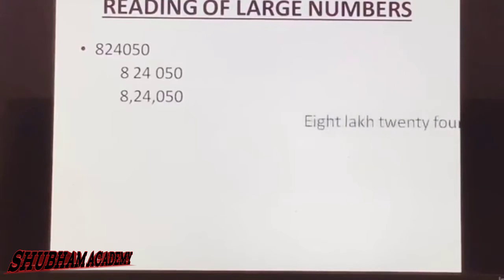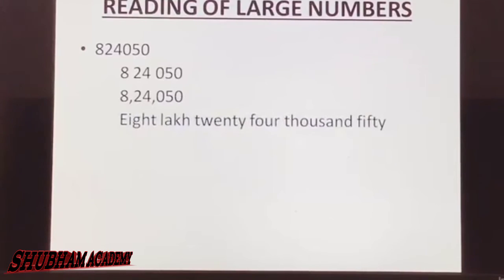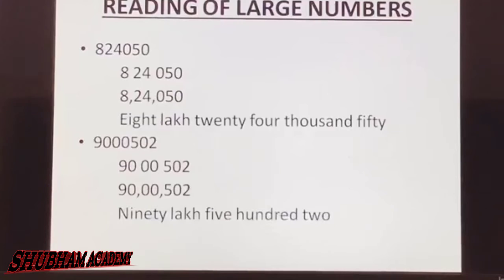Now we have got the number 8,24,050. One more example. 9,000,502. Again we will separate these. Last 3 digits we will separate, then 2 and then 2 digits. So that becomes 90, some space, then 00 followed by 502. And now we put commas in between. So this will be read as 90,502. There are only zeros in the thousands column, so we will not be mentioning that.